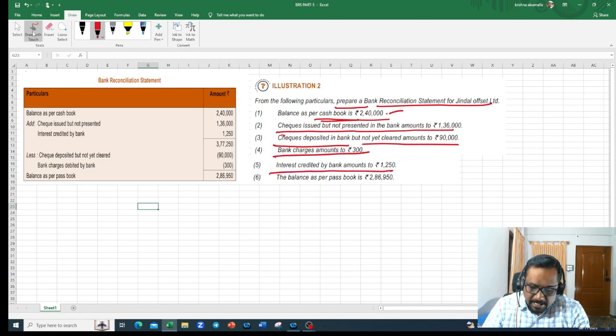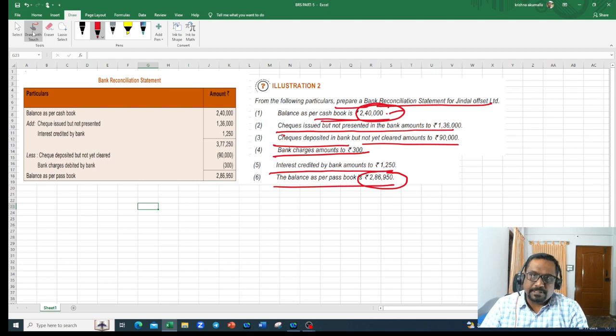Interest credited by the bank amounts to 1,250. So interest collected by the bank and credited in our passbook. The balance as per passbook is 2,86,950. So here itself there is a difference, right? 2,86,950 is the balance as per passbook, and as per cash book 2,40,000. The difference is almost 46,950 rupees. So they are asking us to prepare the bank reconciliation statement.